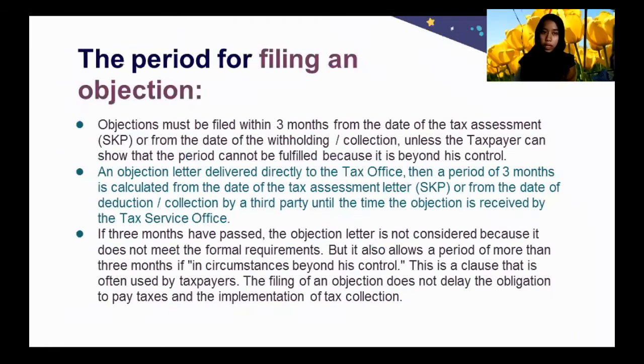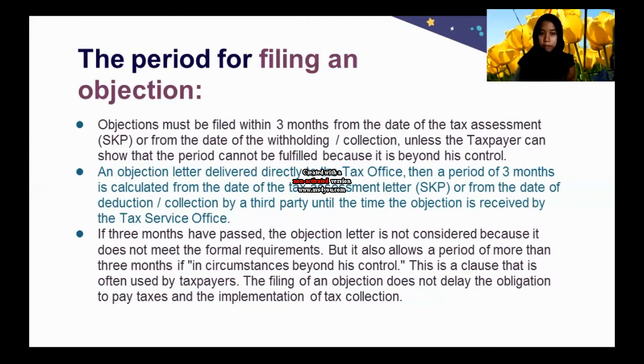The period for filing an objection. Objections must be filed within 3 months from the date of the tax assessment letter or from the date of the withholding or collection, unless the taxpayer can show that the period cannot be fulfilled because it is beyond his control. If an objection letter is delivered directly to the tax office, then the period of 3 months is calculated from the date of the tax assessment letter or from the date of deduction or collection by a third party until the time the objection is received by the tax service office.